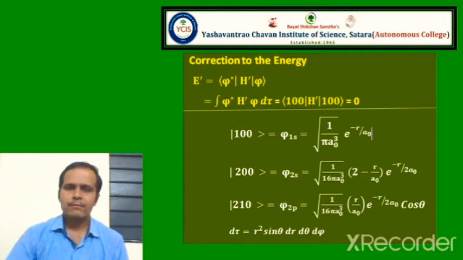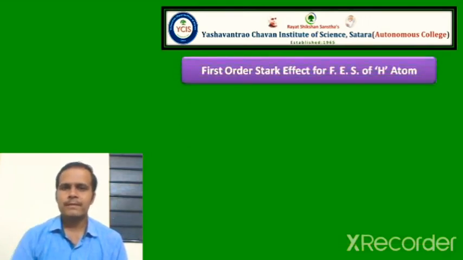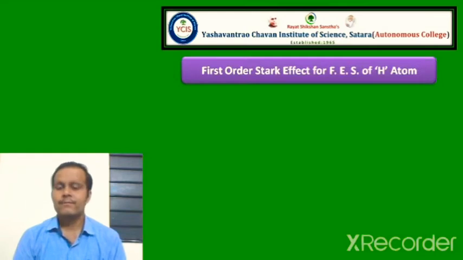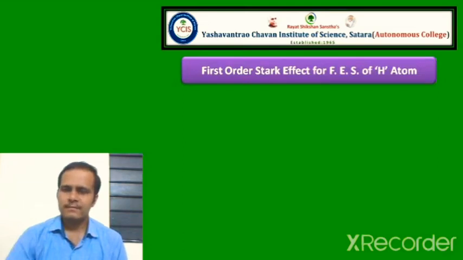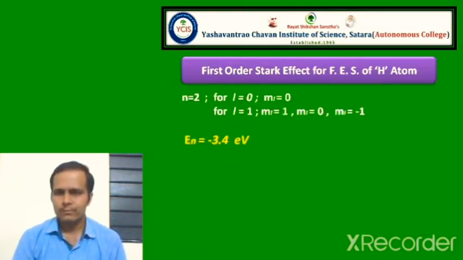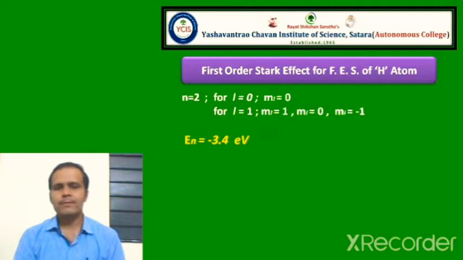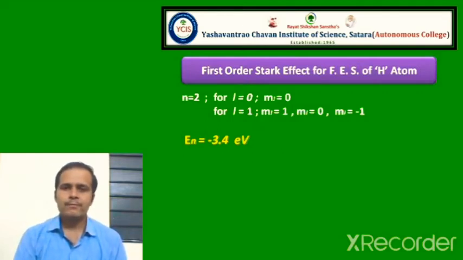Okay, now we will go to the next part, that is first order Stark effect for first excited state of hydrogen atom. So when we talk about the first excited state, that means n equal to 2. For n equal to 2, principal quantum number is 2. L values will vary from 0 to n minus 1, that is 0, 1. There are two values of L, 0 and 1.